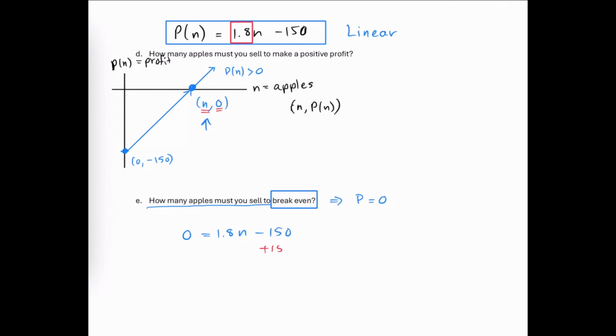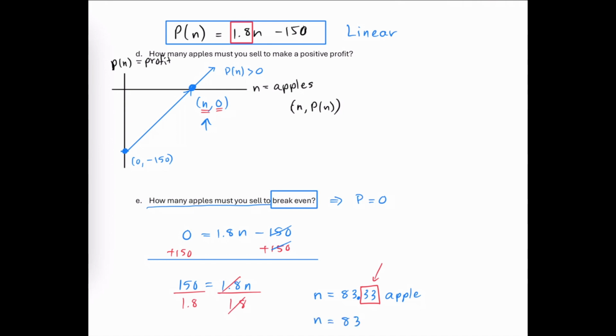So to solve for n, we add 150 to both sides to get 150 on the left, 1.8n on the right, and then we'll divide by 1.8, and this is going to give us that n is equal to 83.33, which is the number of apples. Now, we can't buy and sell a fraction of an apple. In theory, this number would be rounding down to 83. But if we only buy and sell 83 apples, we're still going to be operating at a loss. In order to break even, we're actually going to have to go to 84. Otherwise, we're operating at a loss.